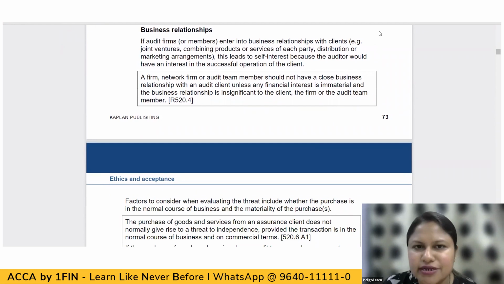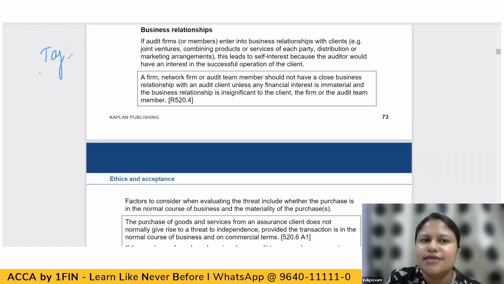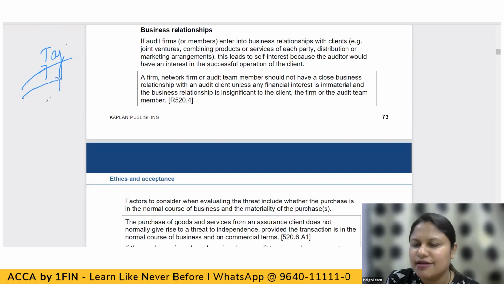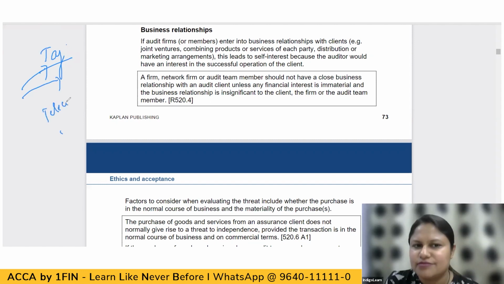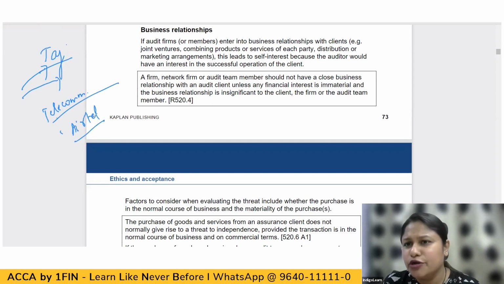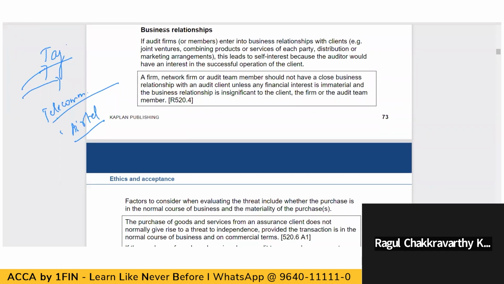Now, a very simple question I ask you. If you want to become the auditor of maybe Taj, is it that you're never going to buy anything from Taj, or never going to visit the hotel? Not like that. Or suppose it is telecommunication. Only because you are the auditor of Airtel, will they be debarring or banning you from taking Airtel connectivity? No, not like that.